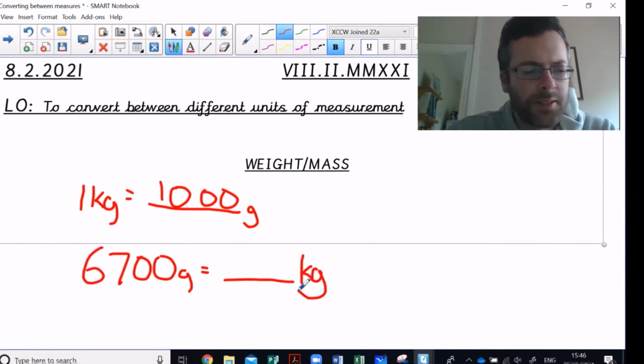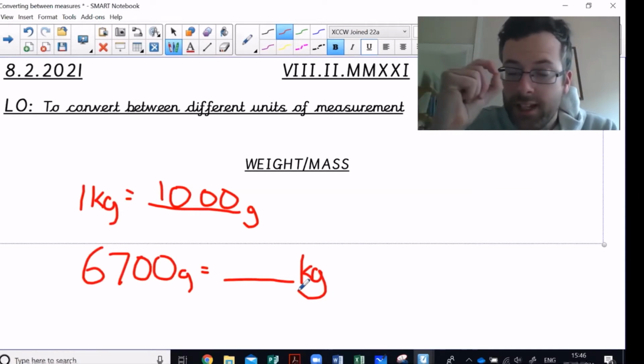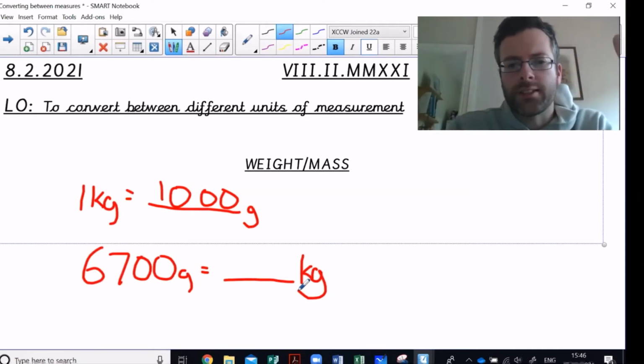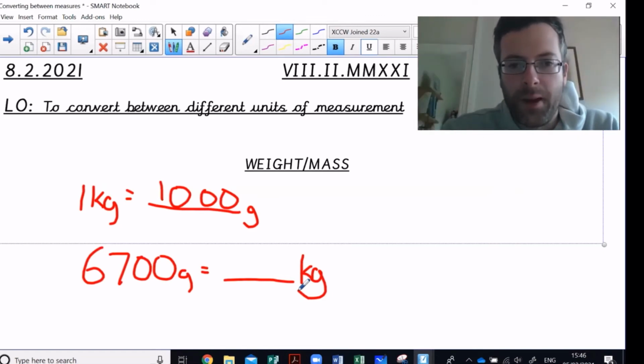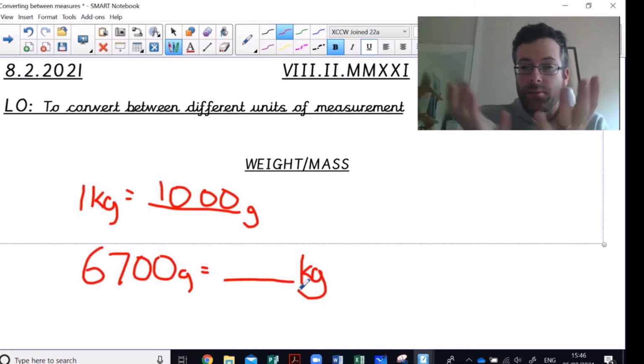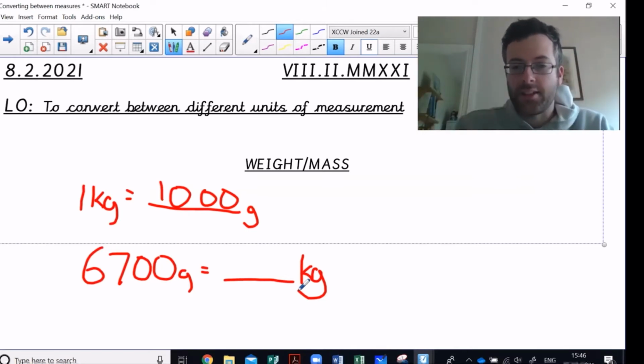Well, I've got 6,700 grams, which are tiny, tiny, tiny things. Is that going to be more than 6,000 kilograms, which is like the weight of a bag of sugar? And it is going to be less, because a bag of sugar weighs a lot heavier than those. So I know I'm going to be dividing.